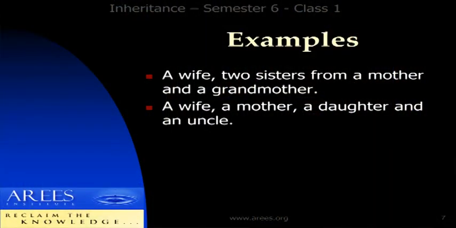So we have the first case, we have a wife, a mother, a daughter, and an uncle. Let's take this case, for instance. Wife, there is offspring, the daughter. So the wife, in this case, takes 1/8. So we put the 1/8. The mother, since there is offspring, again, takes 1/6. The daughter takes 1/2. And the uncle takes the remainder.